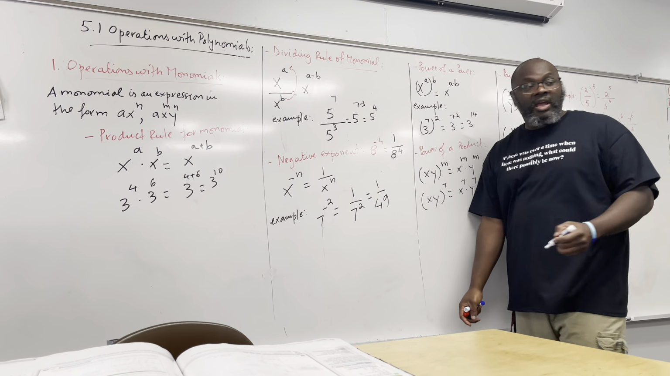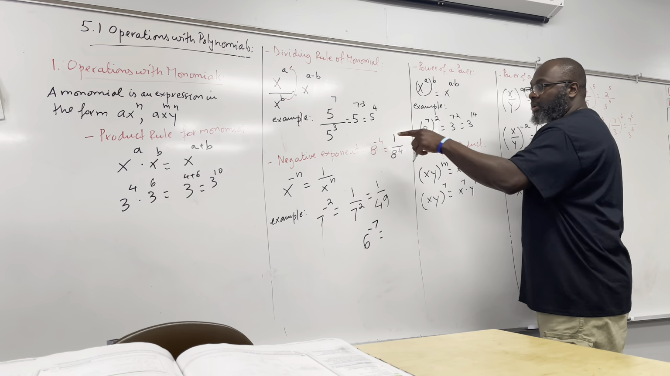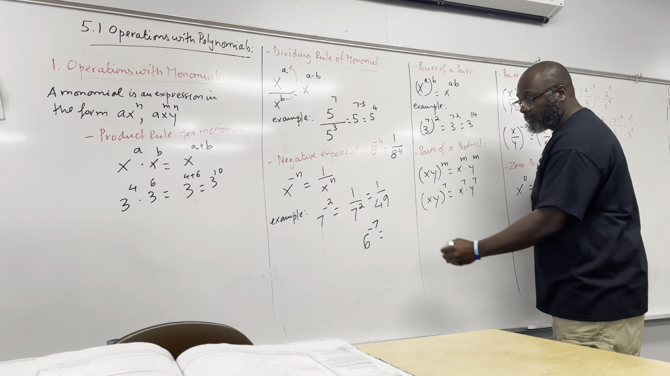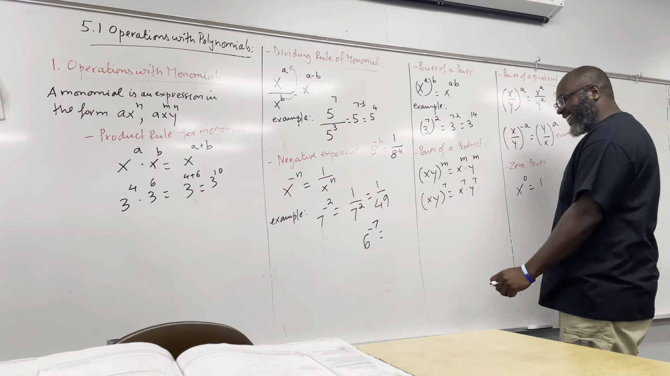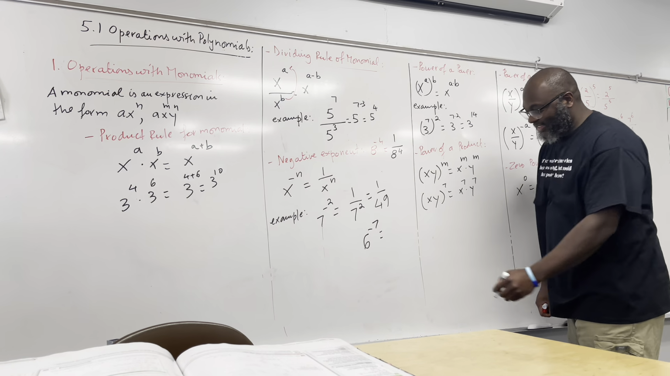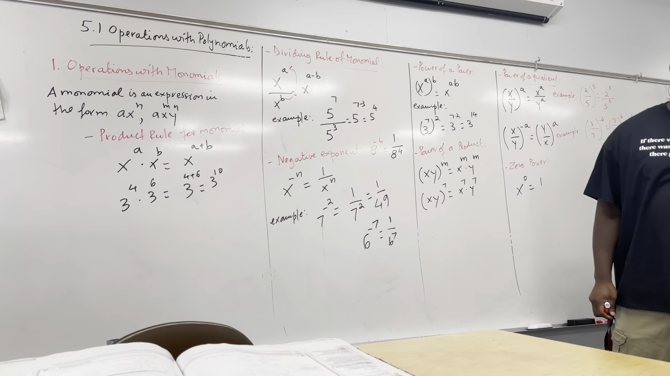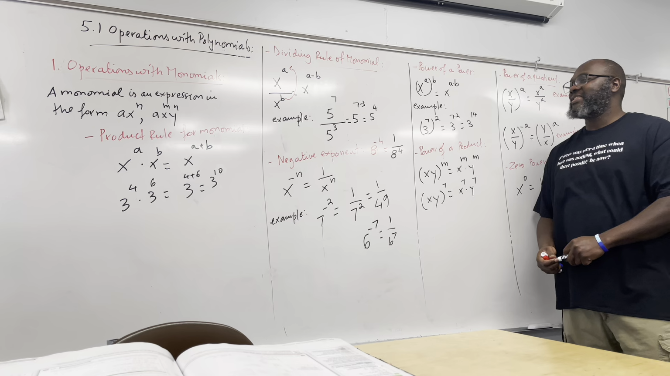Tell me, what is 6 to the power of negative 7? If you want to get rid of the negative exponent, what would I give you? 1 over 6 to the 7. All right, good.